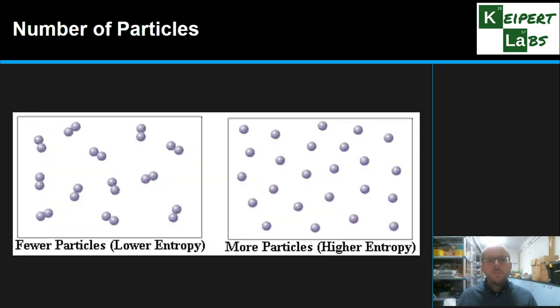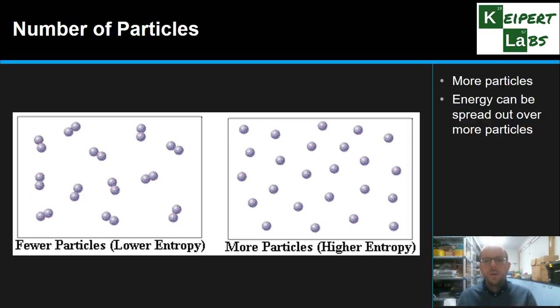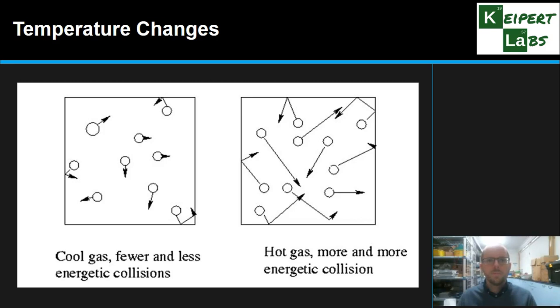Okay, firstly, increasing the number of particles will increase the entropy because the energy that we have in the system can be spread out over more particles. There's more possible microstates by having more particles, which means that entropy increases. This is especially relevant in gaseous systems because the particles are much freer to move. And so the particles can be more physically spread out as well as the energy being spread out.